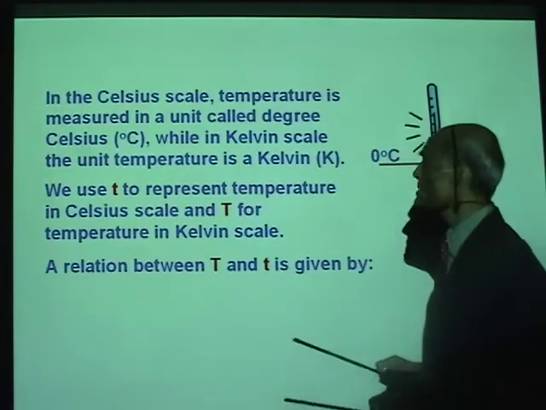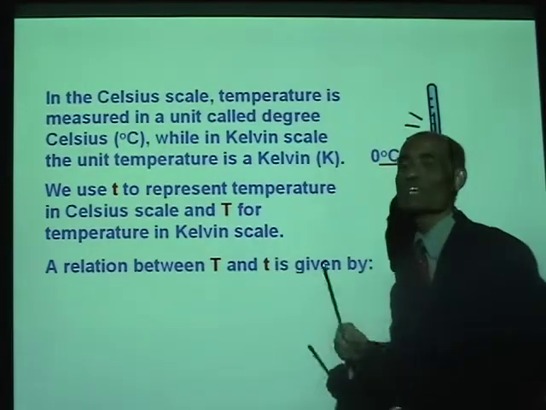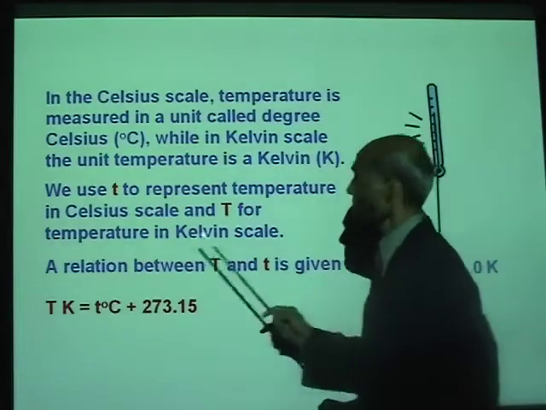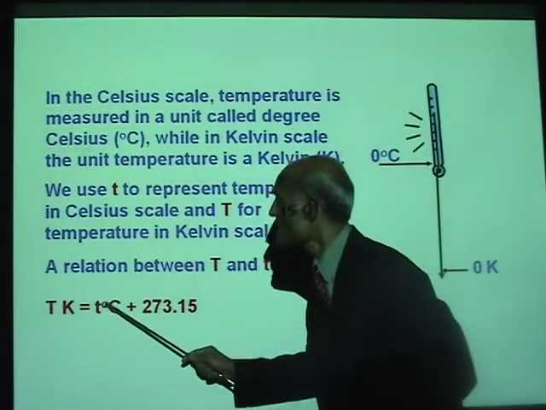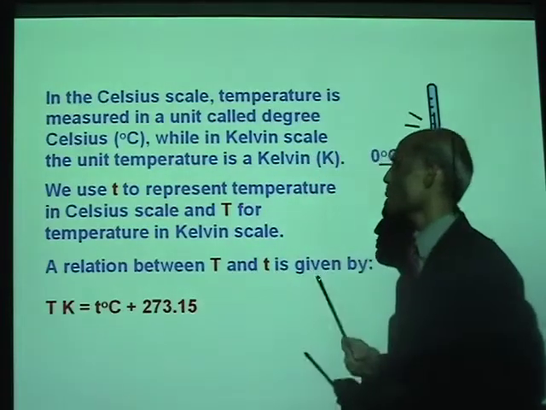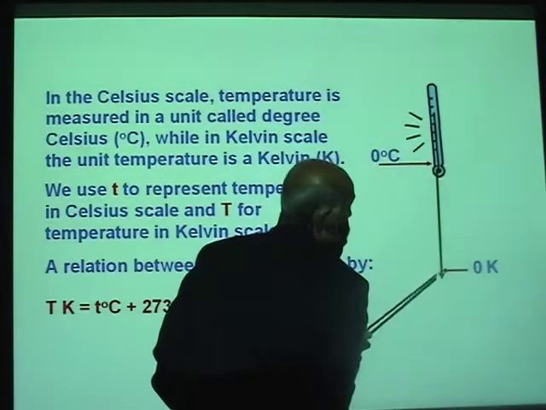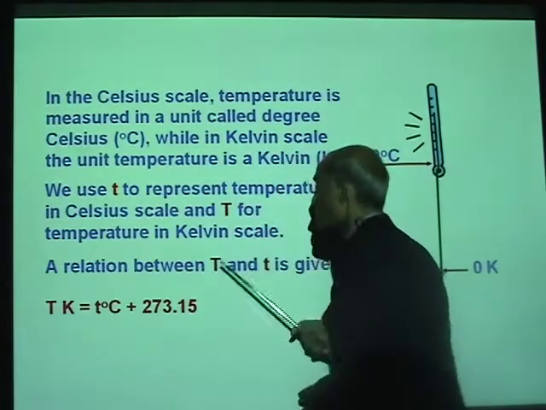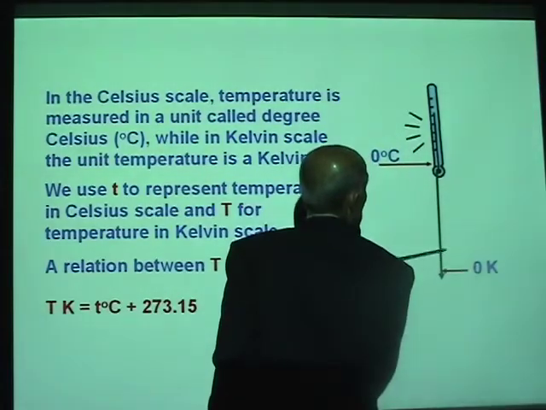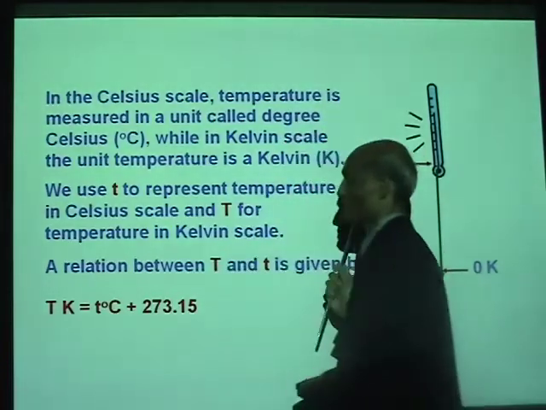So what is the relation between uppercase T and lowercase t? Degrees Celsius and Kelvin. T Kelvin is t degrees Celsius plus 273.15. What that means is that 0 Kelvin is negative 273.15. You got to go up to 273.15 to reach 0 degrees Celsius.